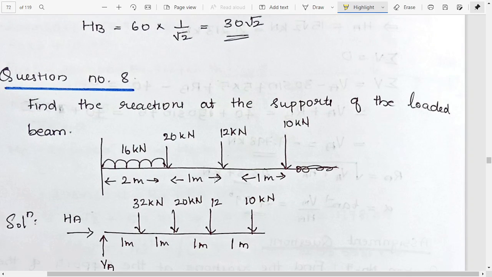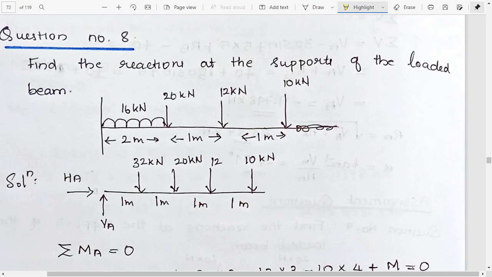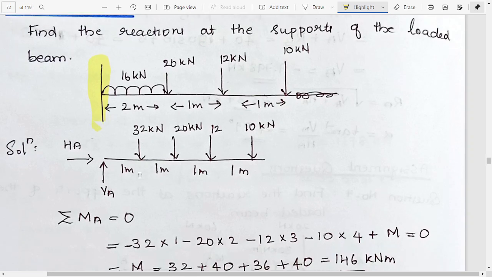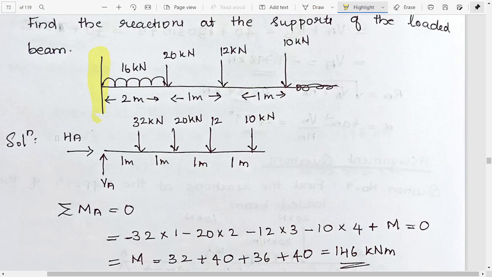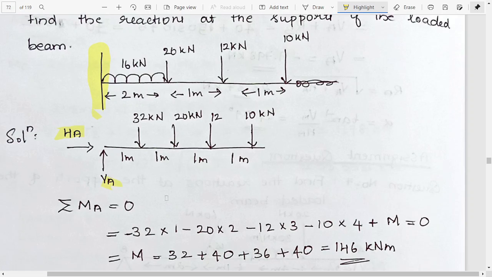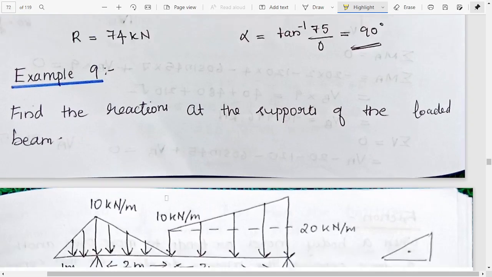And in this problem also it's just the same thing. In this case it is a constraint, like it is supported only on this part, so it will have both vertical and horizontal reactions. So if you just know that, we can solve this problem easily. Okay, so we can find it.